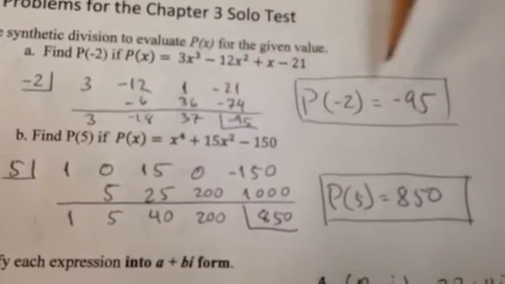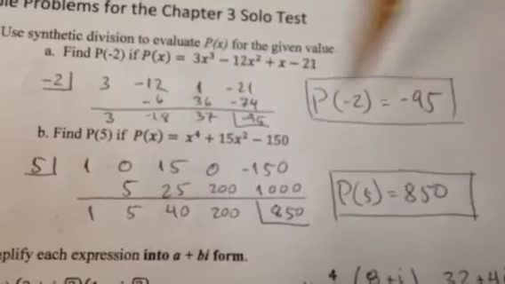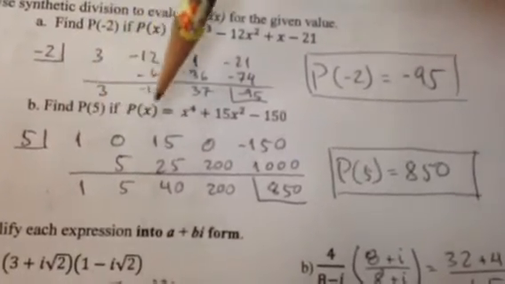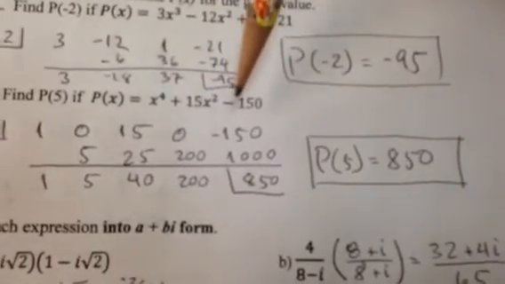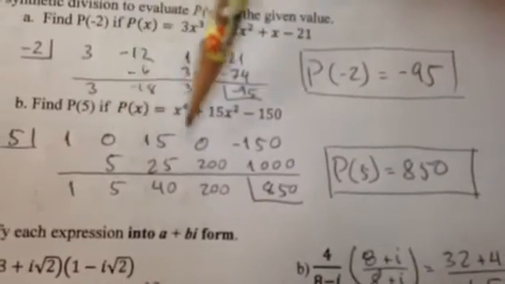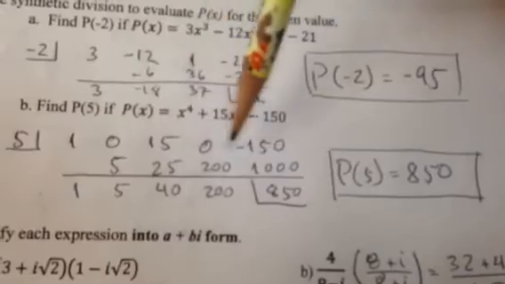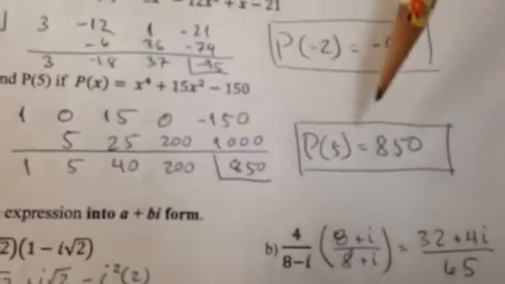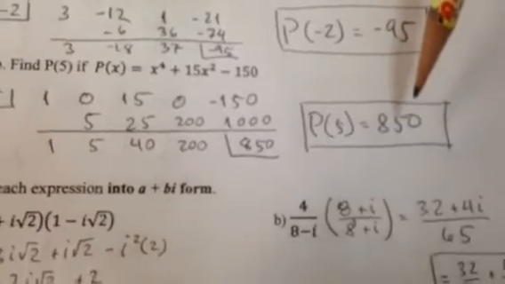So we get -95 in part A, and we do the same thing for part B using 5 as the divisor. Remember, there is no x cubed and no x term, so you have to use a 0 in those spots for your dividend in the synthetic division process, and you end up with p of 5 equals 850.